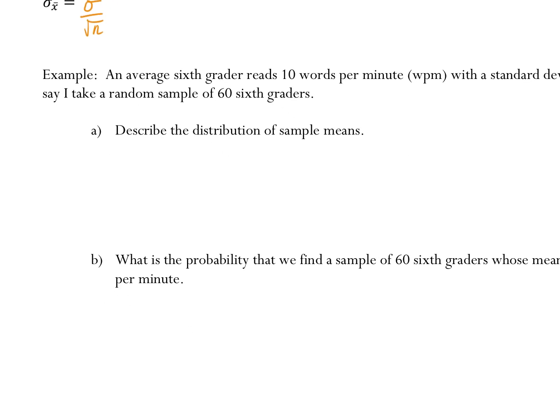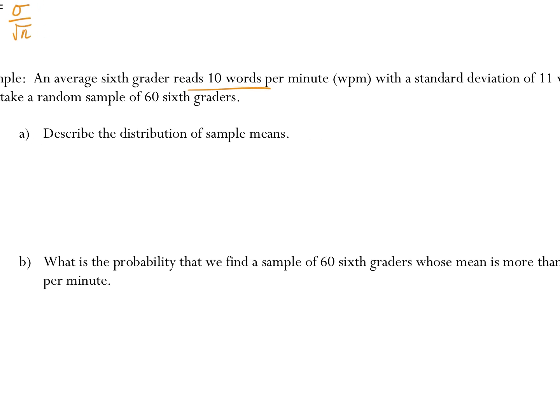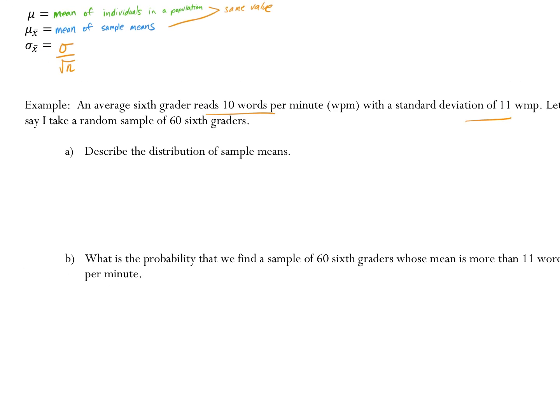An average sixth grader reads at 10 words per minute with a standard deviation of 11 words per minute. We take a random sample of 60 sixth graders. First thing I would do is call that 10 words per minute mu, because that's talking about the average of individuals in my population. Then I would describe this 11 as sigma, because it's the standard deviation of individuals in my population.